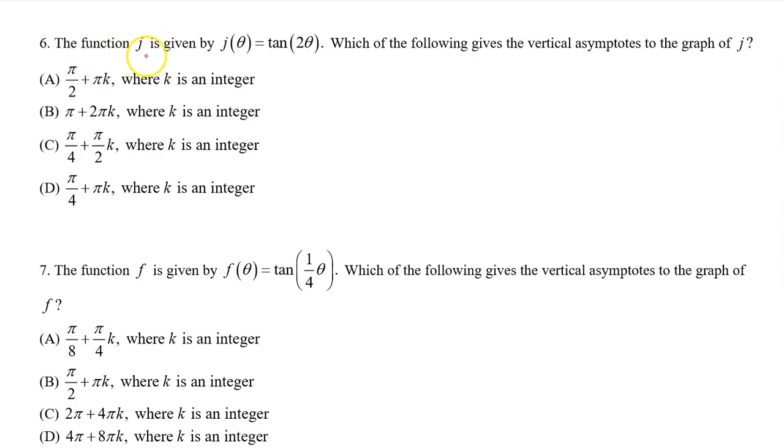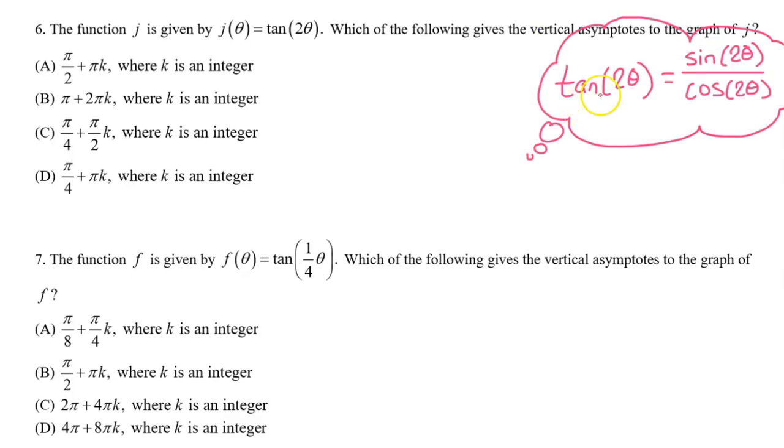Number 6. The function j is given by j of theta is equal to the tangent of 2 theta. Which of the following gives the vertical asymptotes to the graph of j? I'm going to put this part in a thought bubble because this is not something you need to write down. But the tangent of 2 theta is equal to the sine of 2 theta divided by the cosine of 2 theta. The vertical asymptotes will occur where tangent theta is undefined. That will be where the denominator is equal to 0. In other words, that will be where the cosine of 2 theta is equal to 0.